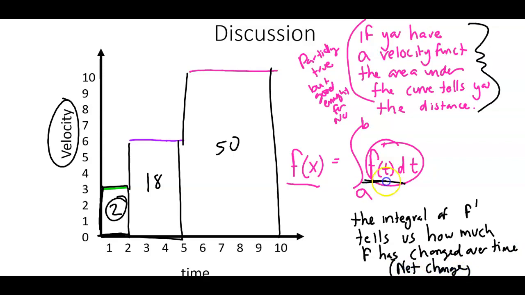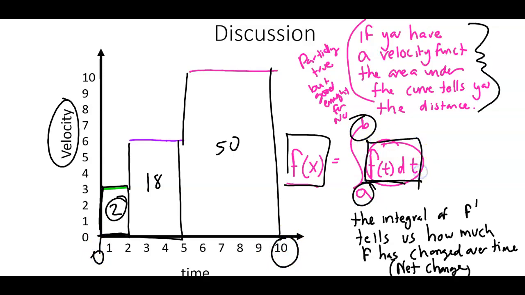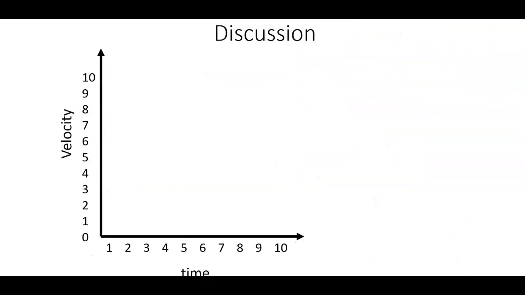So if you integrate a derivative, the result tells you how much the antiderivative has changed over that time period. My time period in this case was starting at 0 seconds and ending at 10 seconds, and that's what goes here. And if you integrate the speed of your bicyclist, that tells you how much his position has changed over time. So the integral of a derivative tells us how much the antiderivative, f, has changed over time. And we call that net change.